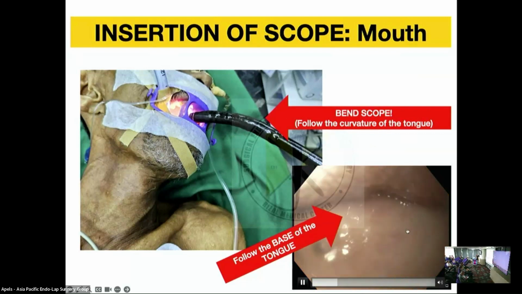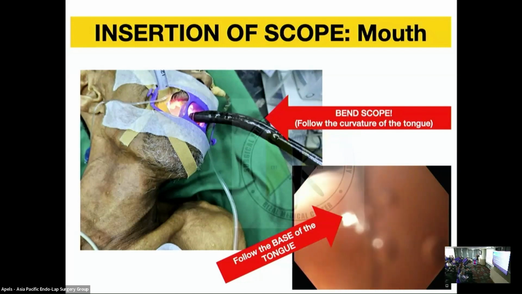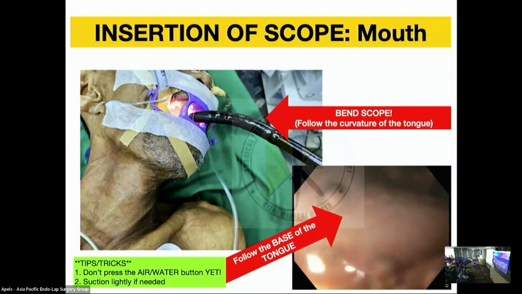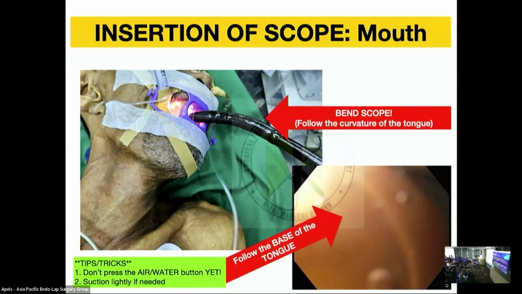So look at this video. Until you see the glottis, and of course you go to the other side, to the CPJ. But prior to doing this, don't press your water or your air yet, because the air and water might go to the trachea and, of course, might cause aspiration. If you need to suction the mucus or any fluid, then you can suction lightly.